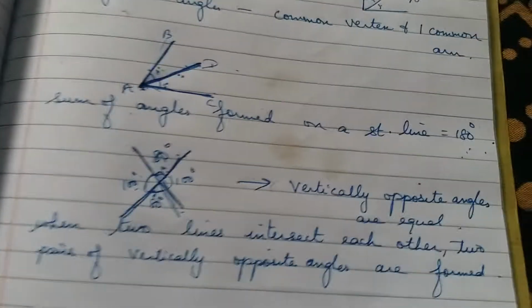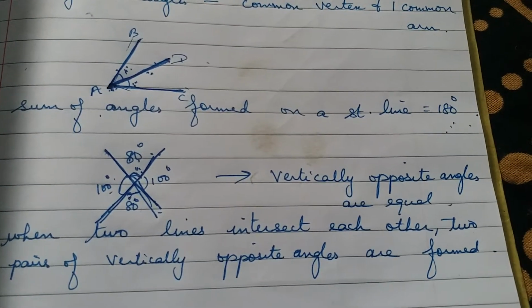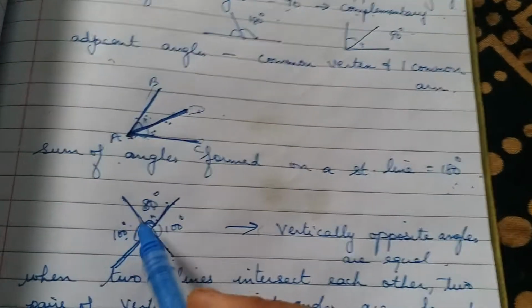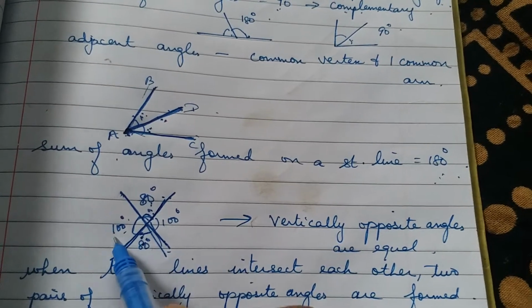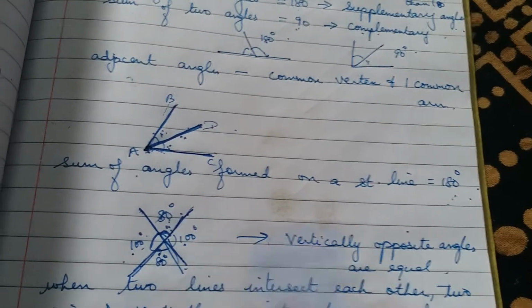Okay, then vertically opposite angles are equal. When two lines intersect each other, two sets of vertically opposite angles will be formed. So if this is 80 degrees, this will also be 80 degrees. If this is 100, this will also be 100. Add up and it must be equal to 180 because this is a straight angle.